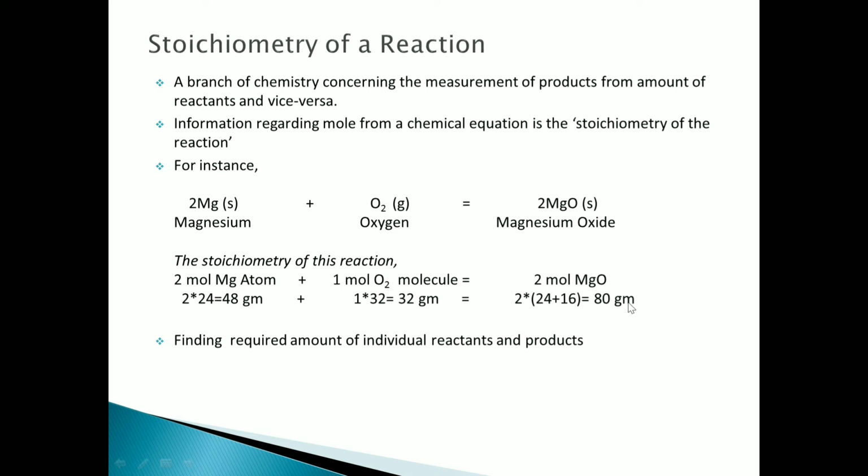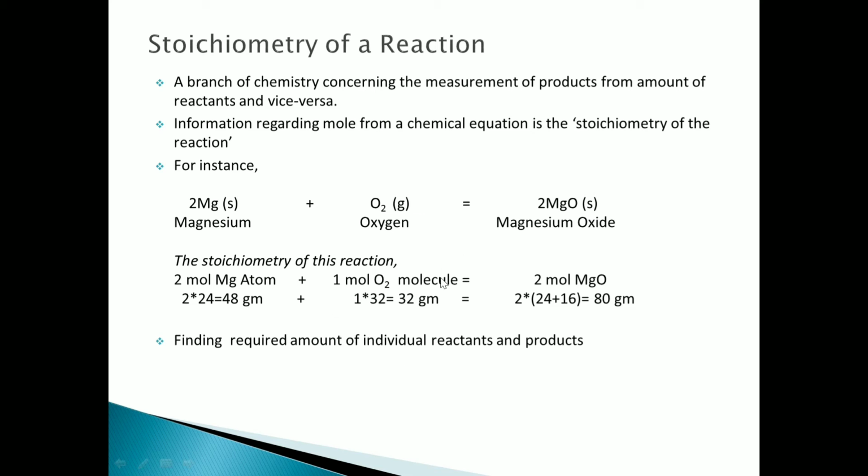is 80 gram. I am again telling you that when you see 2 before a particular chemical substance, it refers to the moles of that chemical substance. As we can see here, 2 Mg refers to 2 moles of magnesium. Here there is a 1, but it is not required to write 1. So here we can see 1 mole of oxygen molecule. Similarly, here there are 2 moles of magnesium oxide molecule. So I hope that is clear.